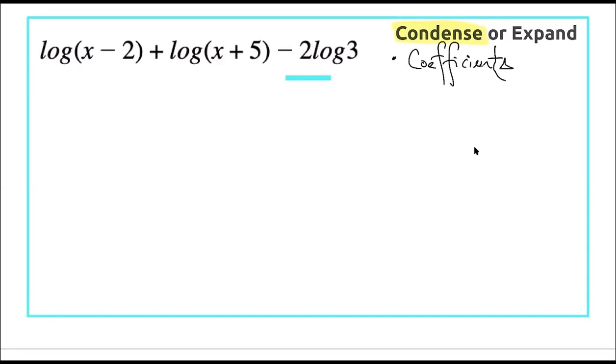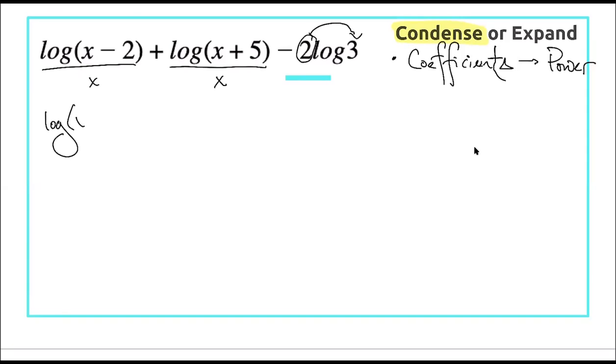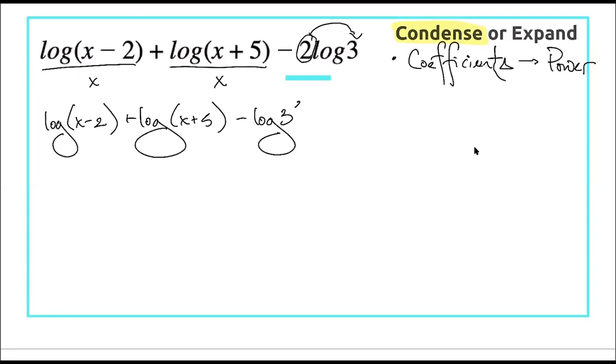So if there are any coefficients, I can move them up to the power, okay? So that's the first property that I look for. And this first log has no coefficient, so I don't need to worry about that. The second one, don't have to worry about that. But the third one, I'm gonna take this 2 and I'm gonna move it up to be a power for 3. And so what I end up with is log of x minus 2 plus log of x plus 5 minus log of 3 squared.